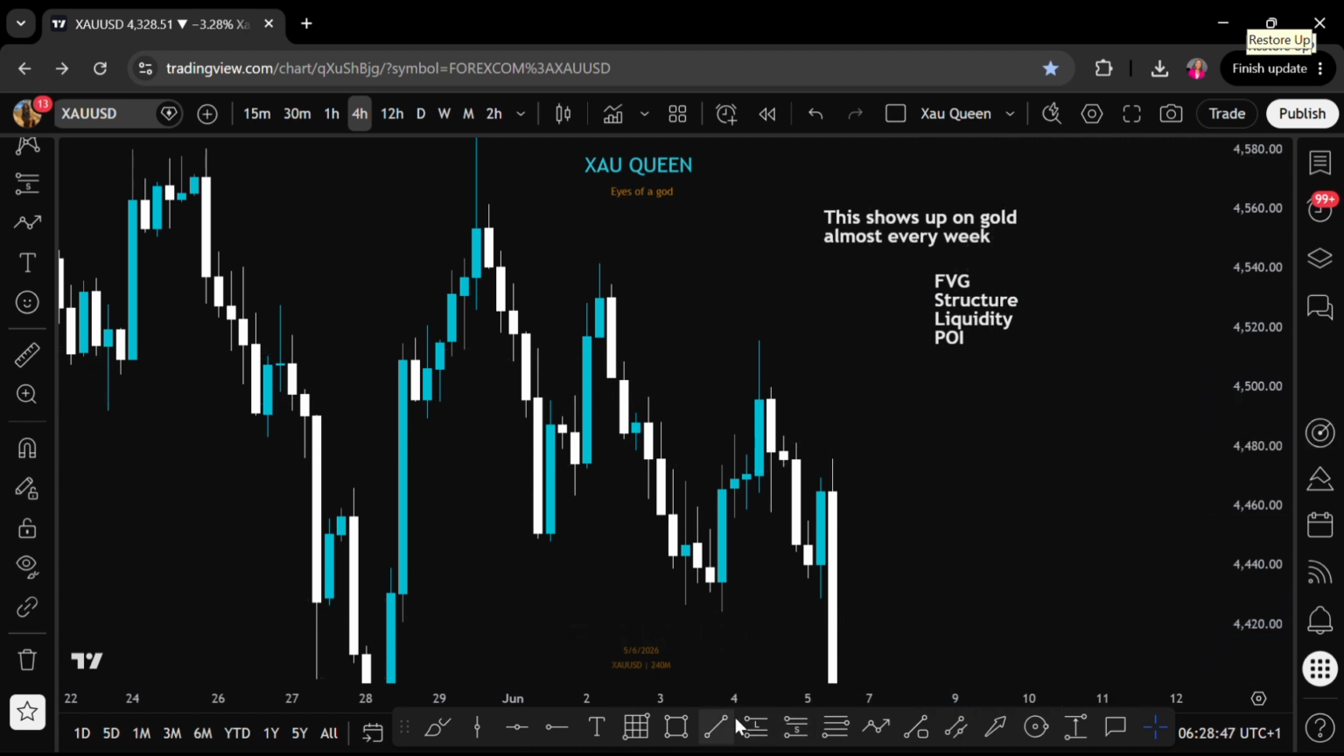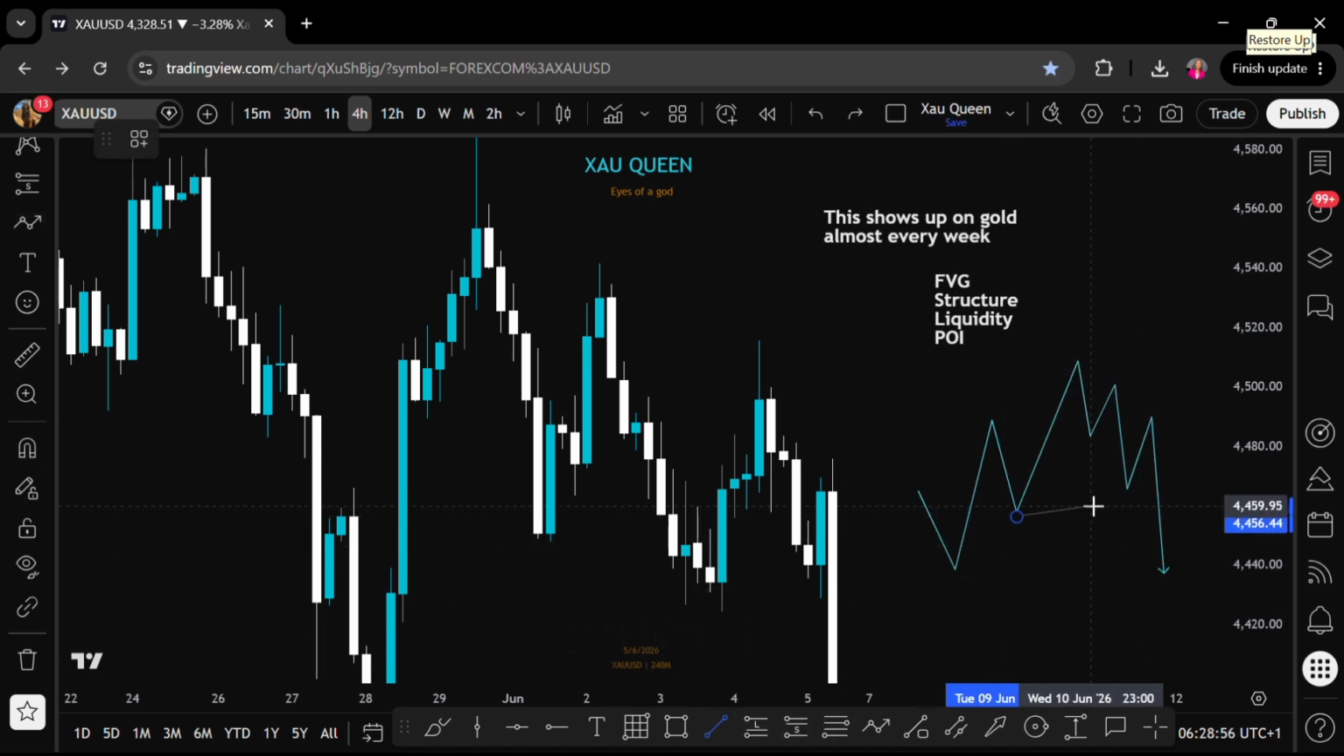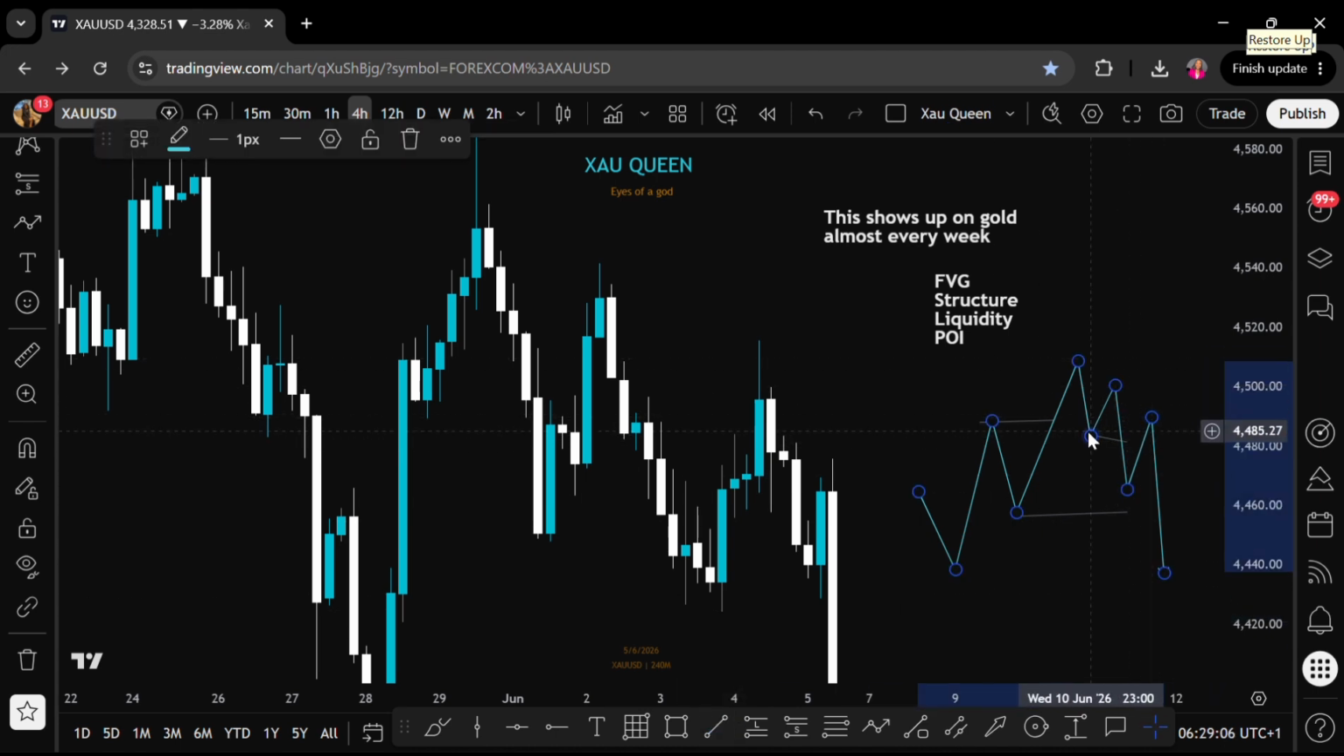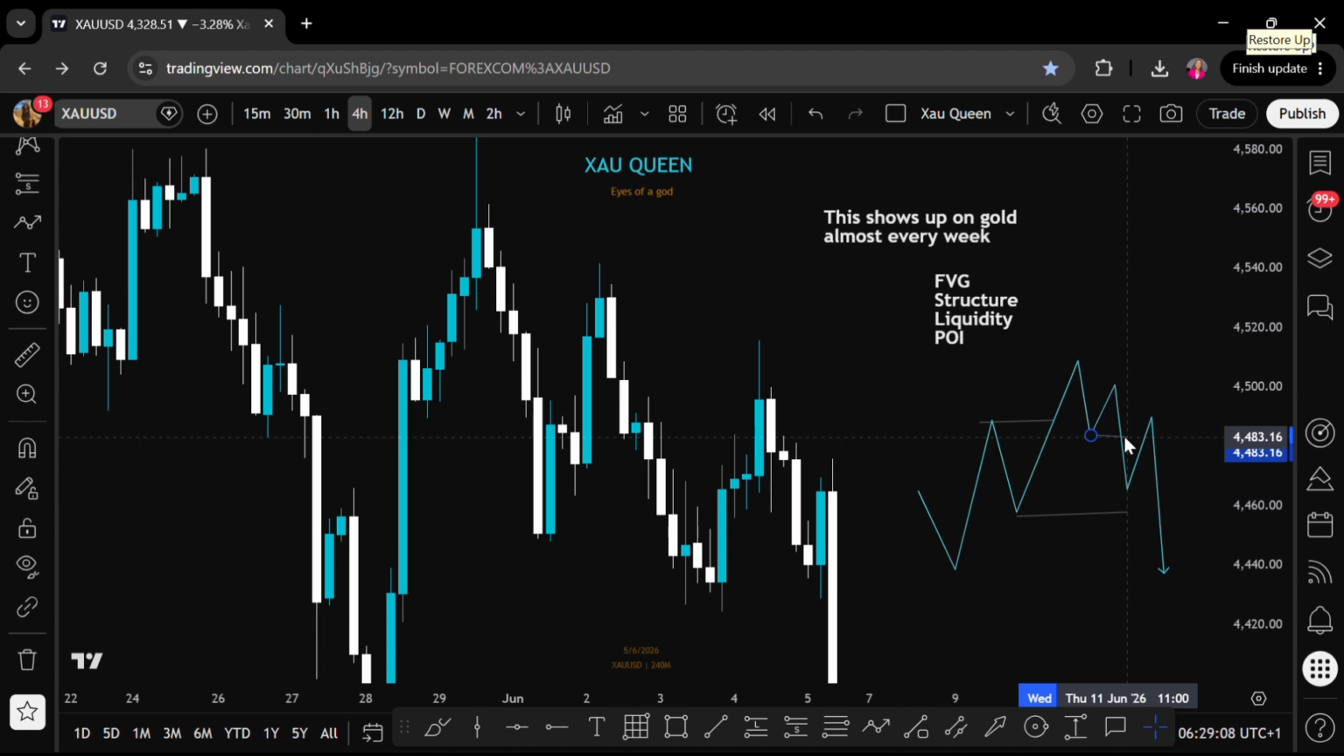Then liquidity is where others are resting. Like here, this low, there is liquidity here. This high, there is liquidity here. In our lows, there is liquidity, in our highs, there is liquidity. So liquidities are where others are resting, or where people bought and then put their SL in. So what is POI?